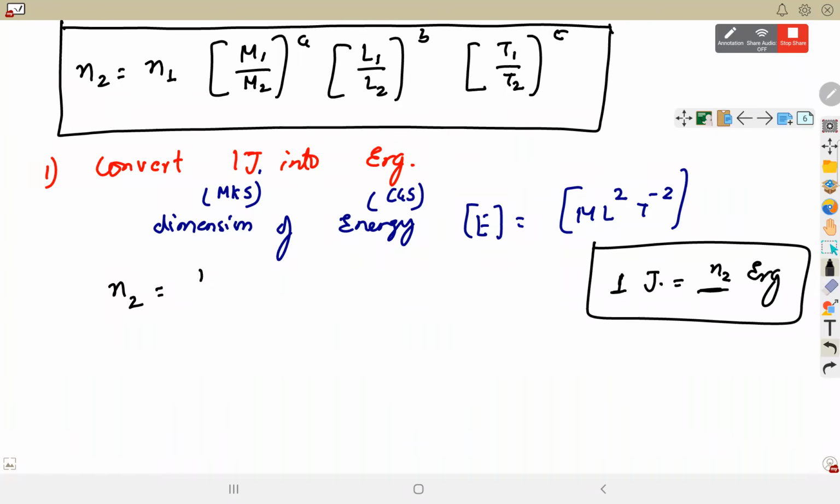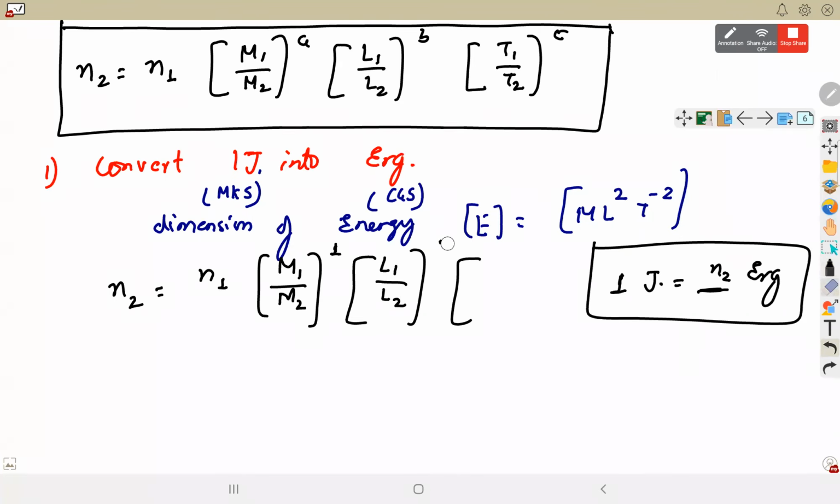n2 का फॉर्मूला होता है n1 into mass in the first unit system divided by mass in second, a की पावर 1 है, a here is 1. The unit of length in first system divided by second system to the power b. b here is 2, so it becomes square. And t in the first system, t in the second system to the power -2. mks से cgs system में change करना है. So unit system 1 is mks, u1 is mks system and u2 is cgs system.